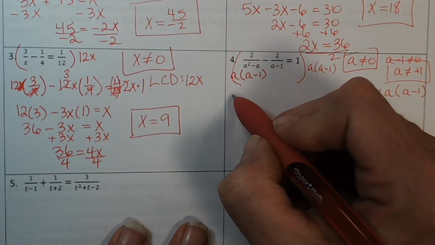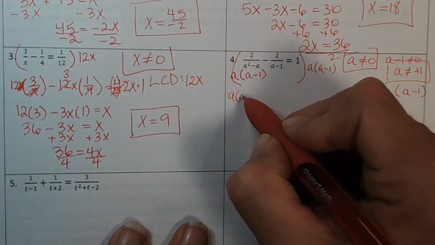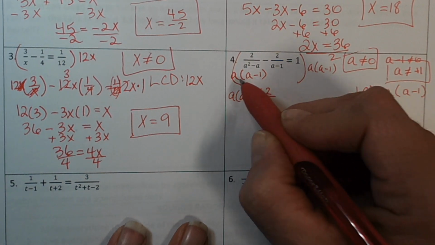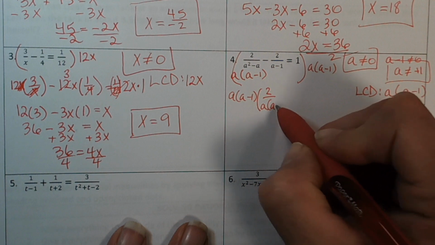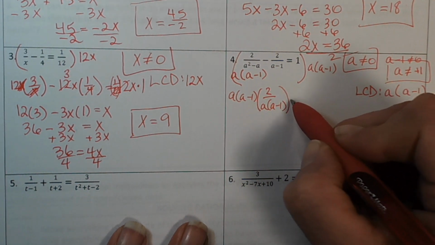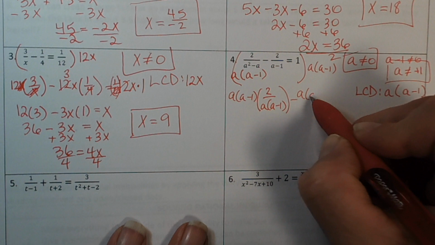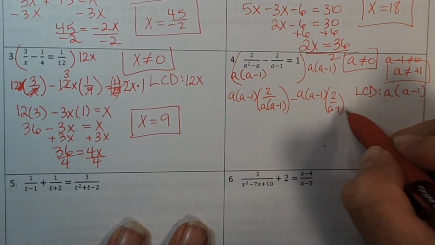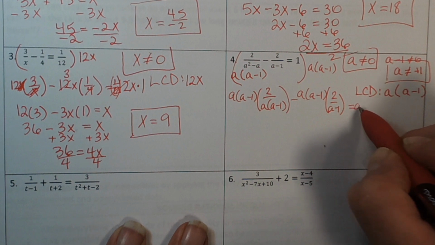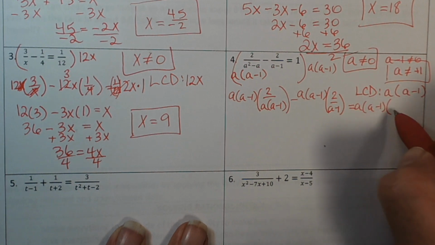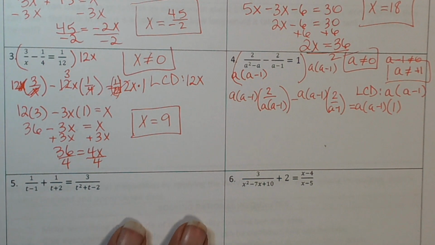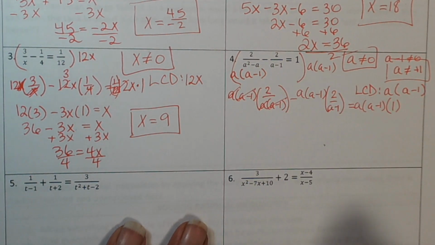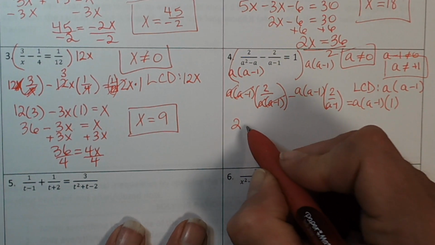So I'll write a times a minus 1 times 2 over, and I'm going to write it in its factored form. That's going to be most helpful whenever we're trying to cancel stuff out. Minus, again, a times a minus 1 times 2 over a minus 1 equals a times a minus 1 times 1. All right, now here the a and the a minus 1 cancel, so I'm just left with 2.